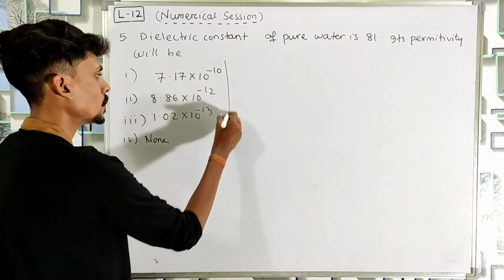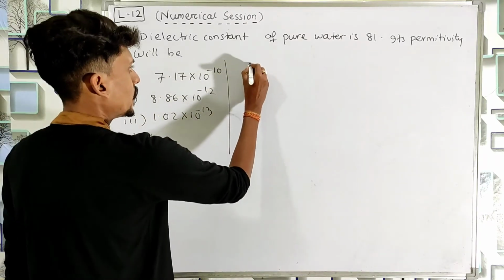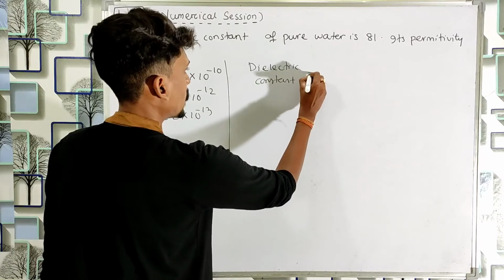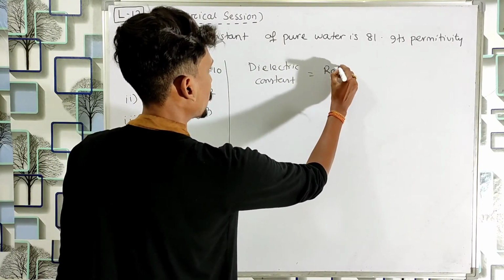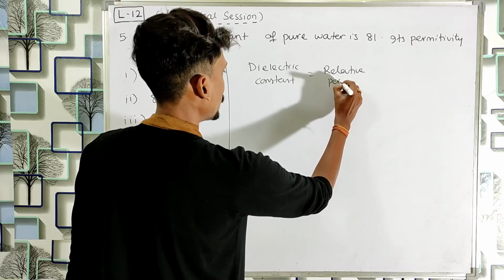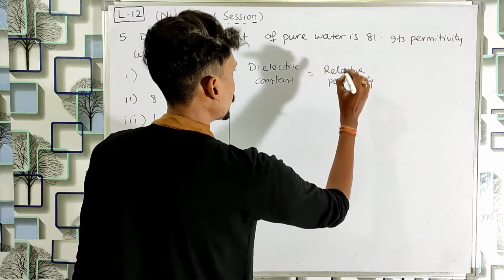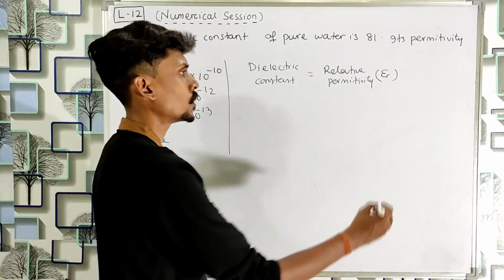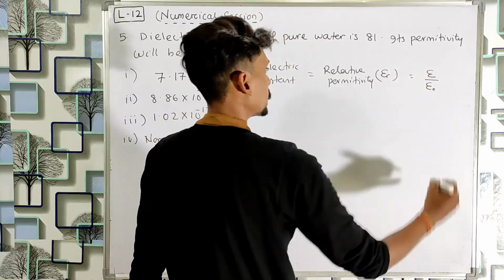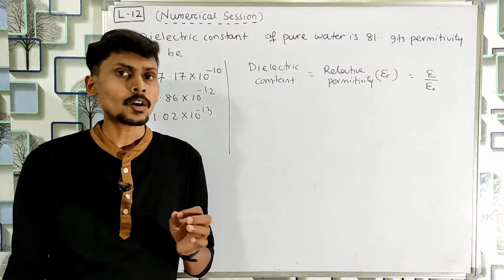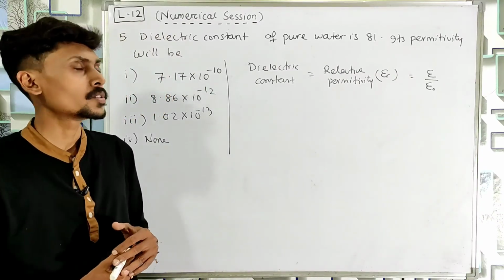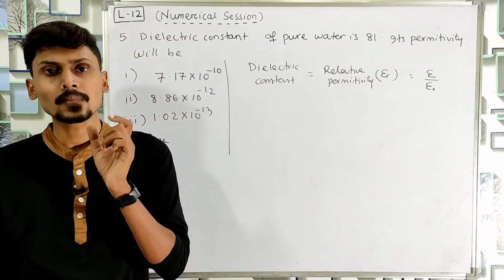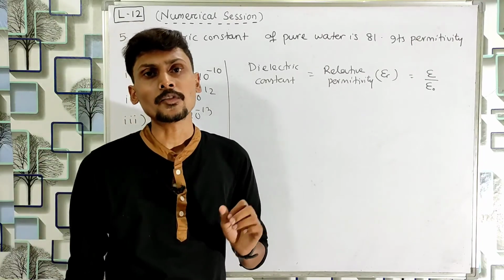So students, what is the meaning of dielectric constant? Dielectric constant is the same as the relative permittivity of a medium. And relative permittivity is given by the symbol epsilon r. And what is epsilon r? This is equal to epsilon by epsilon naught. It means the relative permittivity or dielectric constant of a given medium is equal to the ratio of the absolute permittivity of that medium to the absolute permittivity of free space.